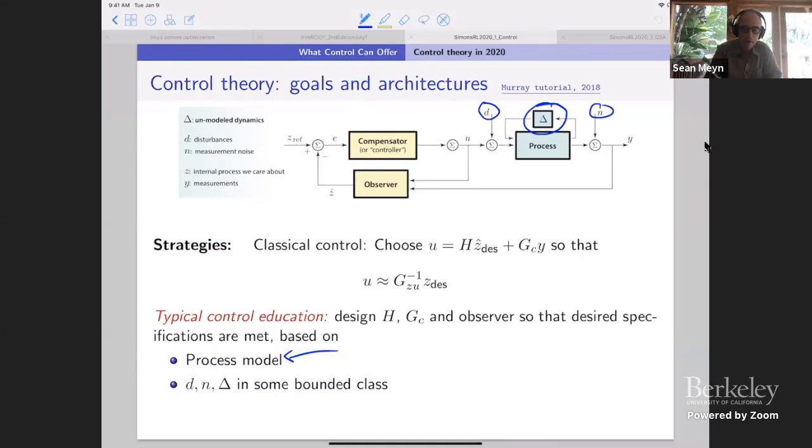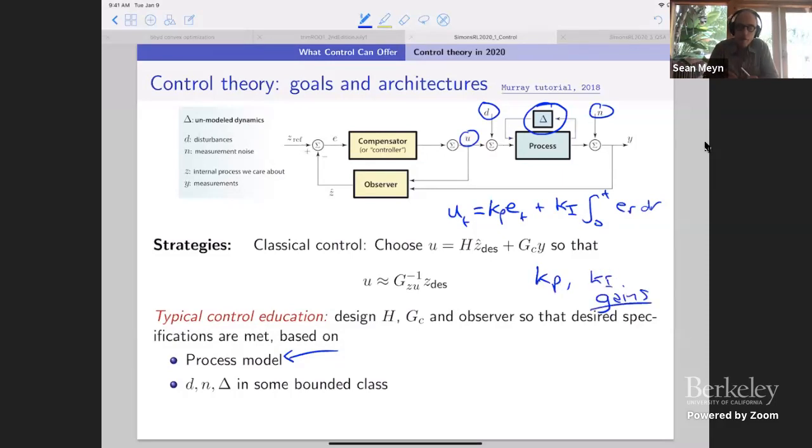An example of, there's a U here. An example of U is just to take K sub P times E plus some constant, I'll call it K sub I, times the integral of E of t. So K_P and K_I are gains. So why do you integrate the error? You want the error to go to zero. If you use just this proportional control law, you're not gonna kill the error. But if you integrate it, if that integral remains bounded, there's a lot of theory to say you've solved your problem, the error goes to zero.